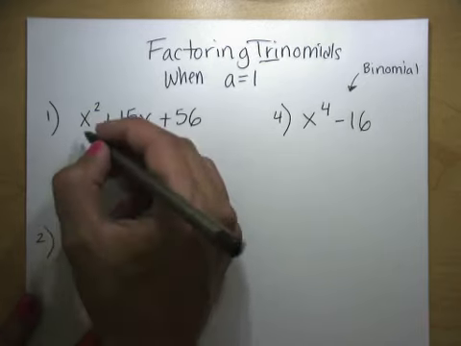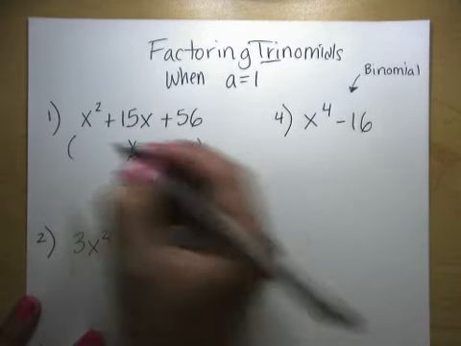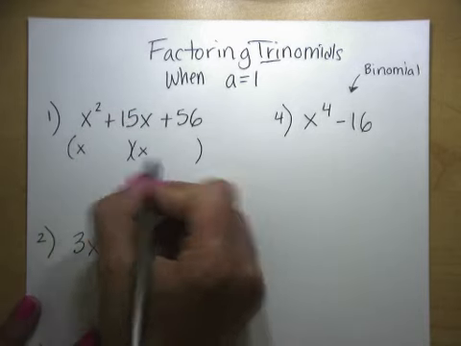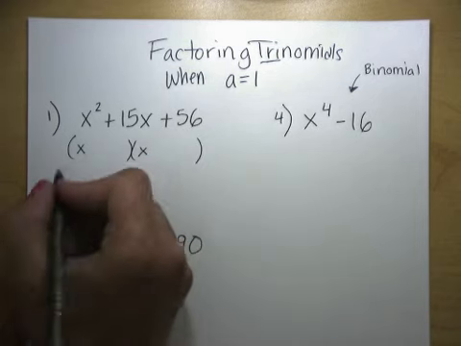So in this case, the last thing to try is to put two sets of parentheses. And you know the only way to get x squared is x times x. And you know that the numbers here, in the second position, have to multiply to 56.